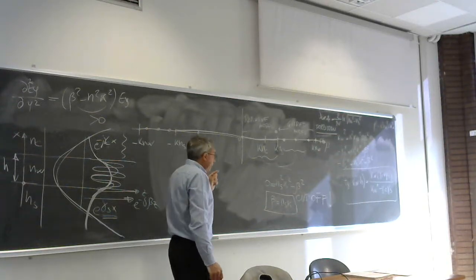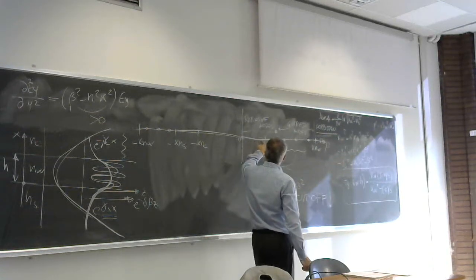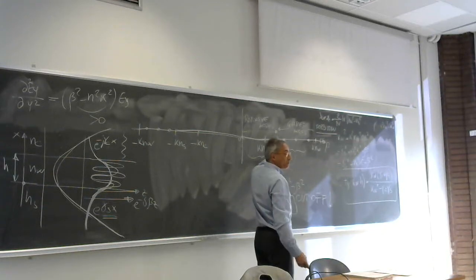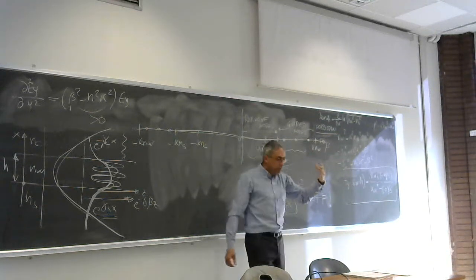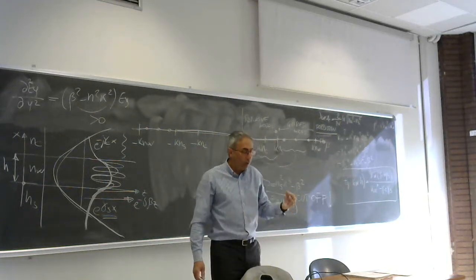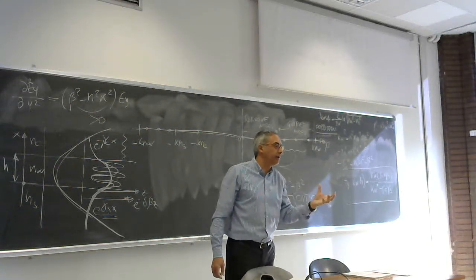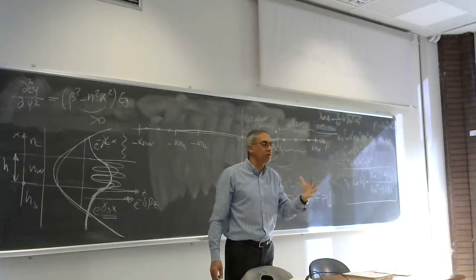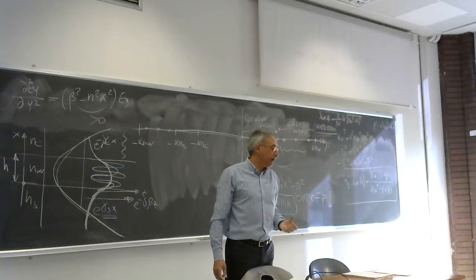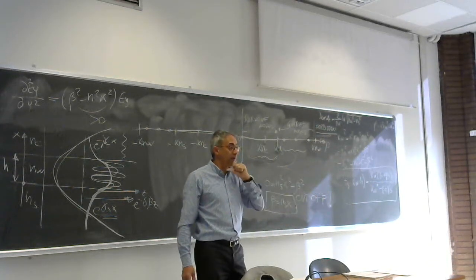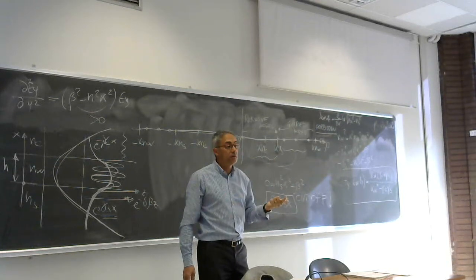Now, the solution, so the value of beta, depends on the geometry and the physical characteristic of the structure, so the refractive index and the thickness of the slab, and also on the frequency.